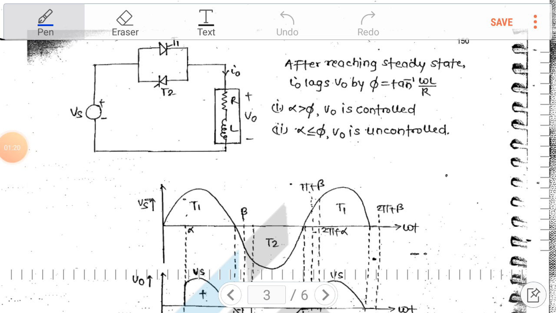For RL load, we have angle phi, where I naught lags the V output by angle phi. If our control angle alpha is greater than phi, then the voltage is controlled, but if alpha is less than or equal to phi, then we cannot control our output voltage.